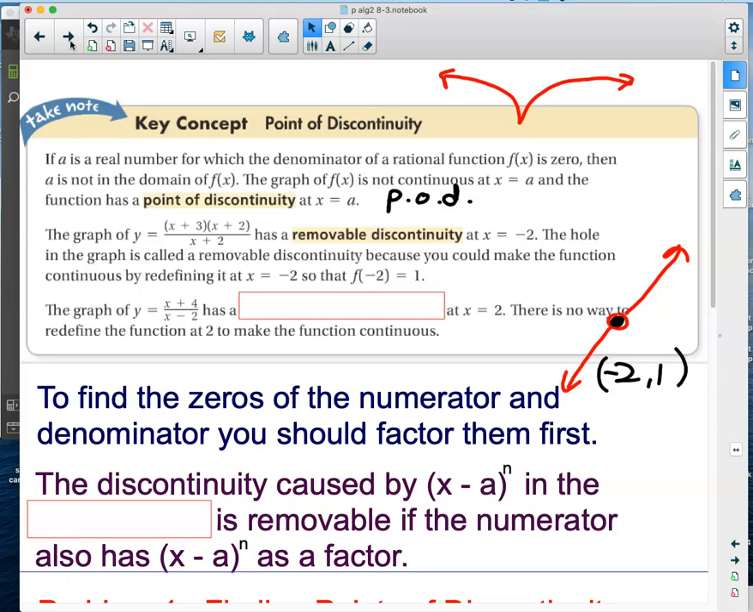But this one, there's not a little hole that we could fill up. This is a vertical asymptote right here. So the graph of x plus 4 over x minus 2 has a non-removable discontinuity. That's a vertical asymptote. Vertical asymptotes are not holes. Vertical asymptotes keep going forever. We can't just fill it in with the custard. It isn't going to happen. So no way to redefine it. So holes have a fancy name of removable discontinuity. And vertical asymptotes have a fancy name of non-removable discontinuity.